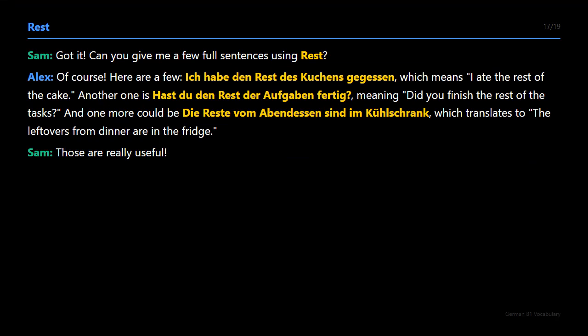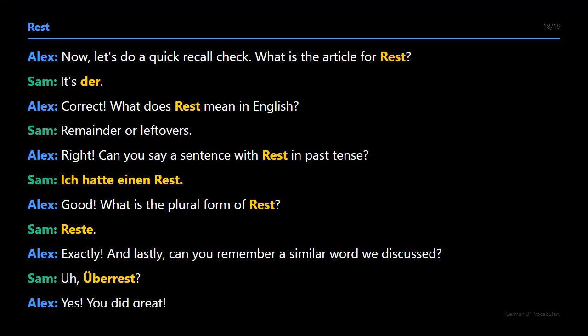Those are really useful. Now, let's do a quick recall check. What is the article for Rest? It's der. Correct. What does Rest mean in English? Remainder or leftovers. Right. Can you say a sentence with Rest in past tense? Ich hatte einen Rest.